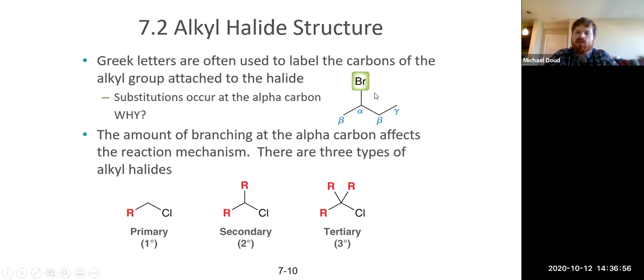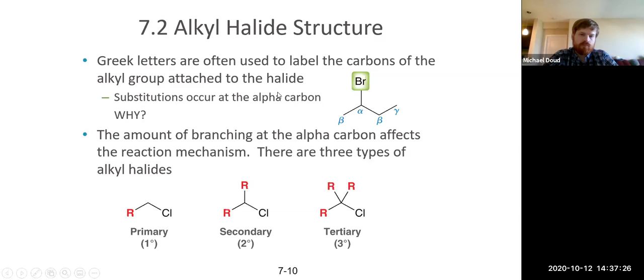So you just need to recognize that the alpha carbon is where the halogen is attached. The beta is going to be attached to the alpha carbon. And that's what you need to be able to recognize. Now the question: why do substitutions occur at the alpha carbon? Well, the alpha carbon is directly attached to the electronegative halogen. So that means that it's going to have the partial positive charge. And that effect is going to diminish as you go further away from that halogen. So we need to be able to recognize that.